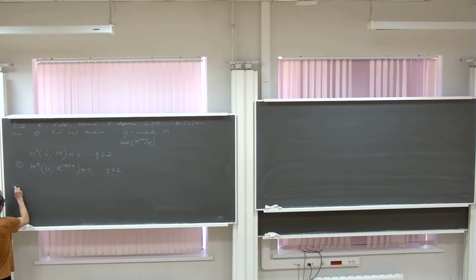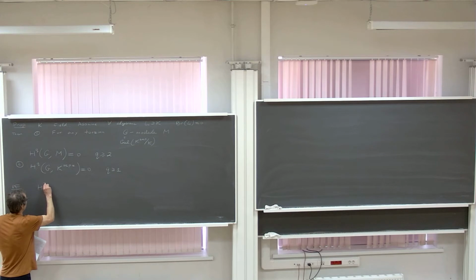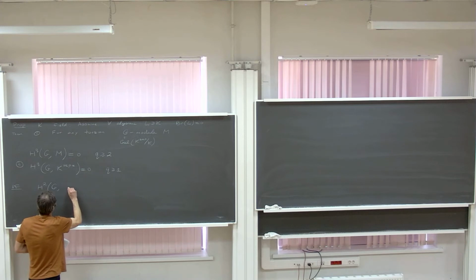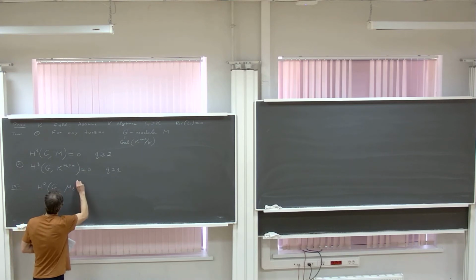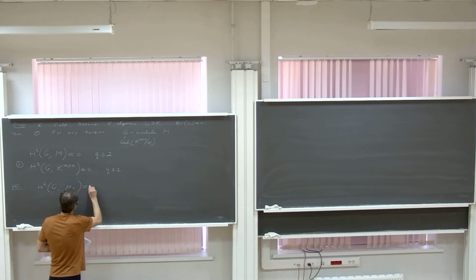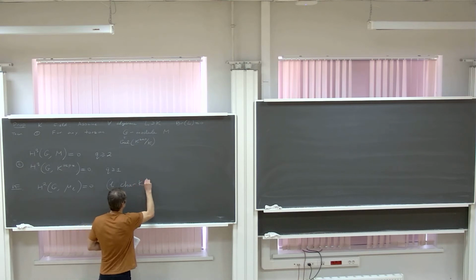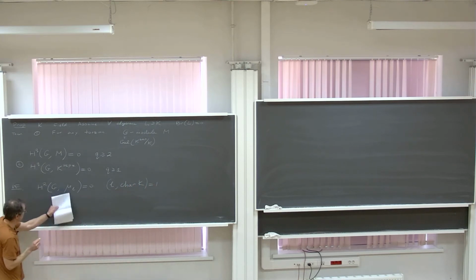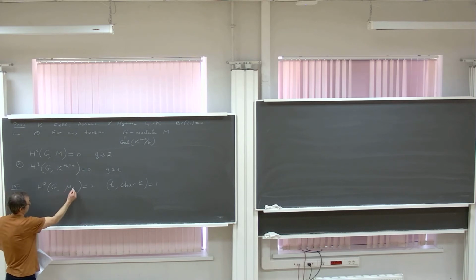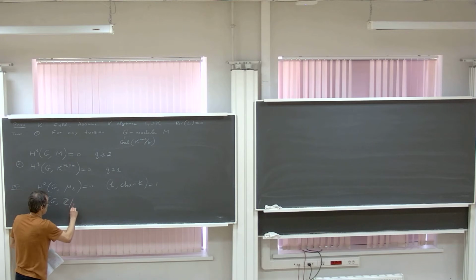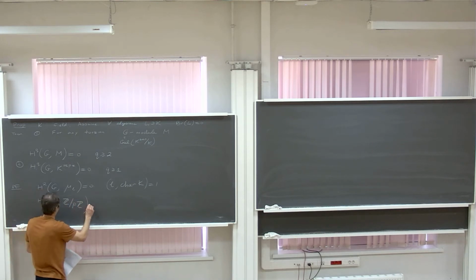At the end of the last lecture, we observed that H2 of G with coefficients in mu_l is 0. So here l is relatively prime to the characteristic. And if l is equal to the characteristic, this group consists of one element. It's not very interesting, but we have a replacement for this. This group is also 0.